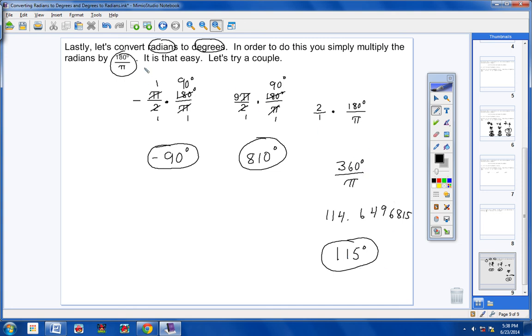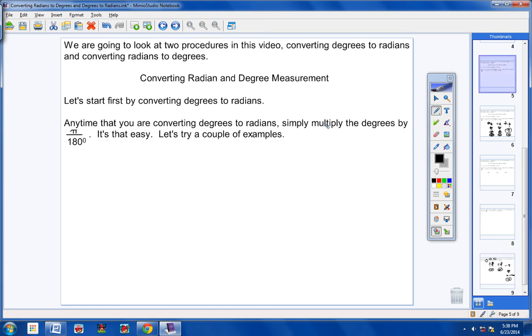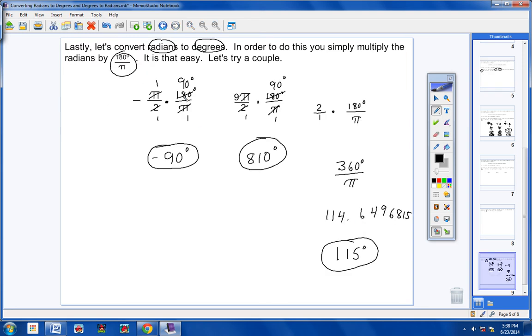If you would just simply follow these instructions right here, okay, anytime you are converting degrees to radians, multiply the degrees by pi over 180. And anytime you're converting radians to degrees, you multiply the radians by 180 over pi. If you will do that, then of course the problems are pretty simple, okay?